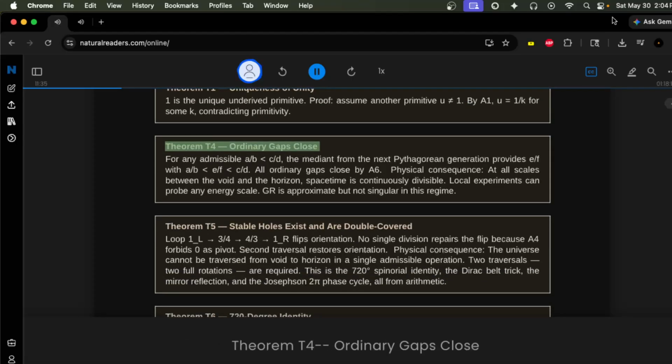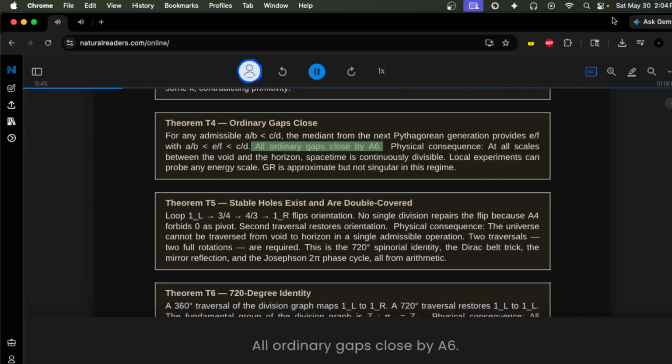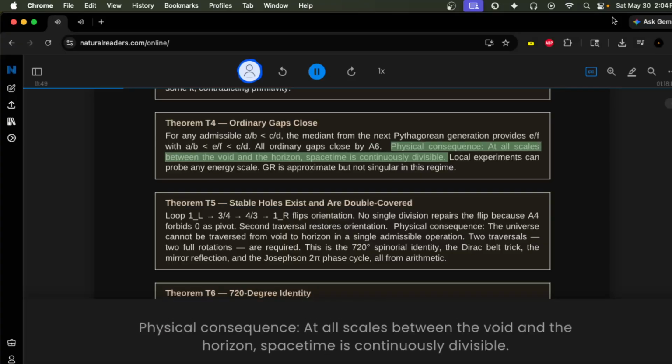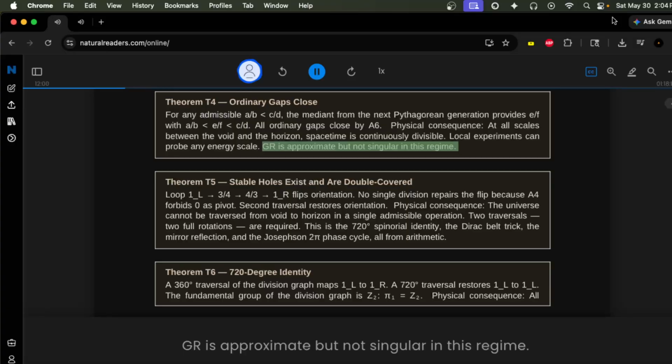Theorem T4, ordinary gaps close. For any admissible A/B less than C/D, the mediant from the next Pythagorean generation provides E/F with A/B less than E/F less than C/D. All ordinary gaps close by A6. Physical consequence. At all scales between the void and the horizon, spacetime is continuously divisible. Local experiments can probe any energy scale. GR is approximate but not singular in this regime.